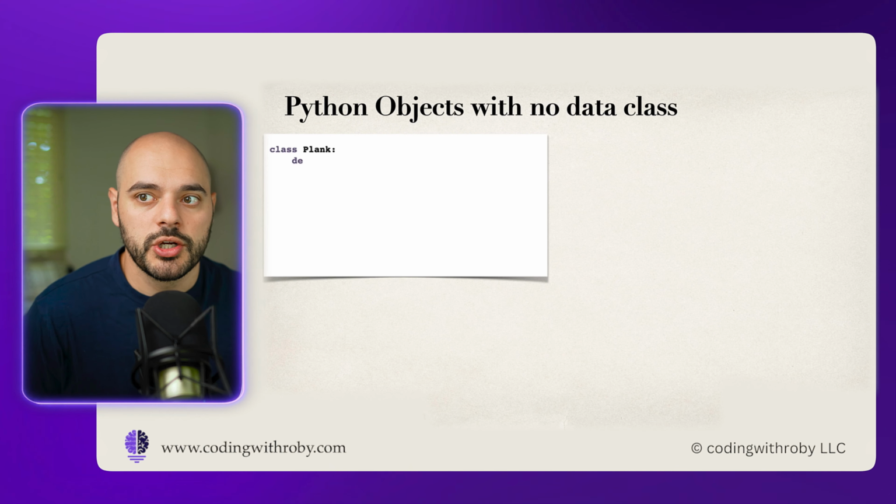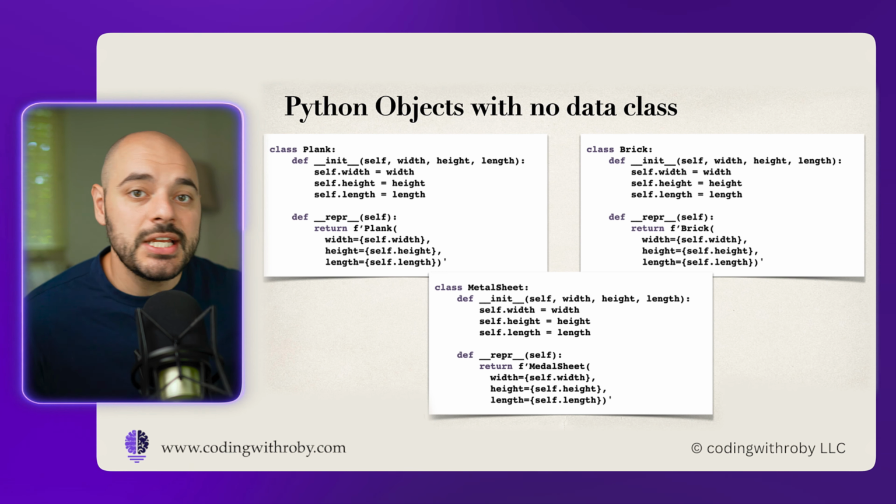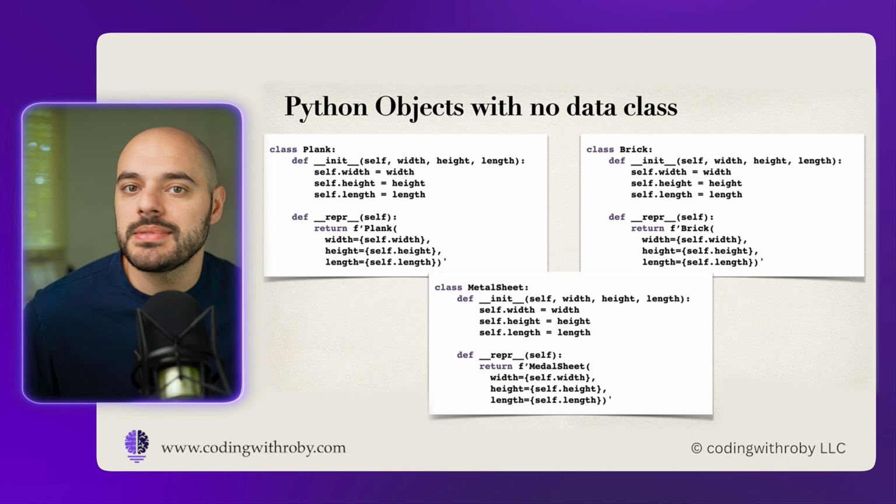So where data classes really make sense. Imagine you're working on a software project for a construction company. The project involves managing the dimensions of various different construction materials. So there could be planks and bricks and sheets of metal, and each material has attributes like width, height, and sometimes even length. In the beginning, everything seems straightforward.